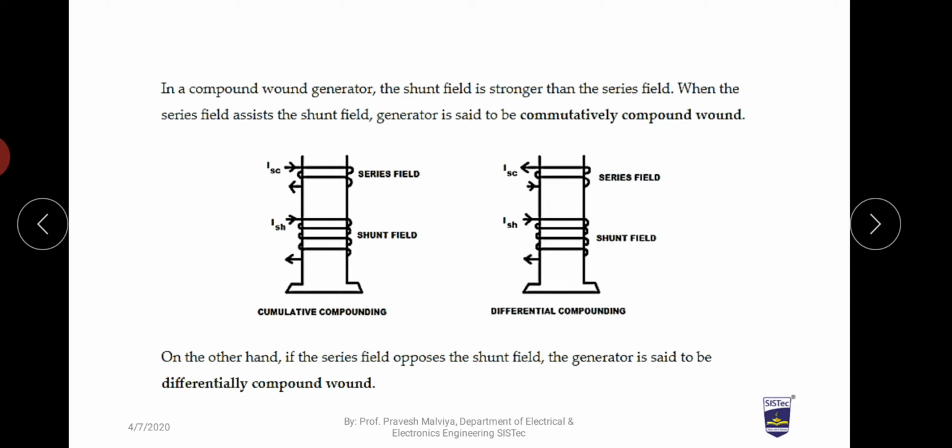So this is all about the classification of DC generator.